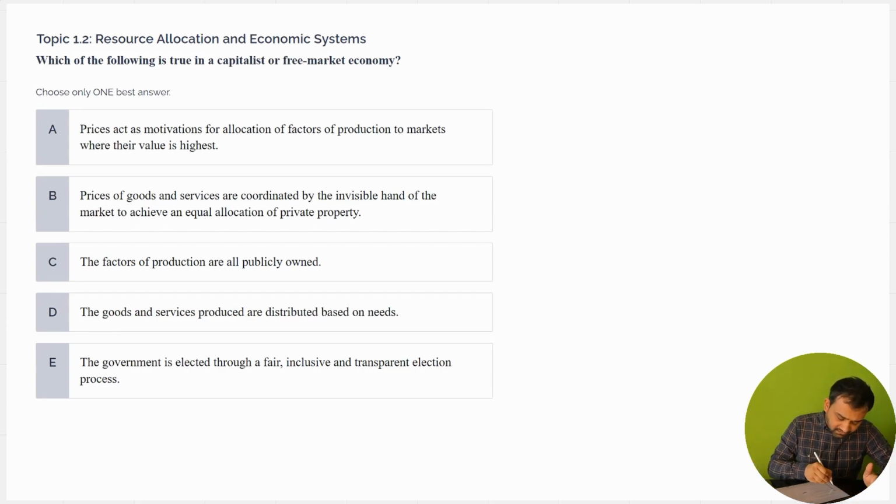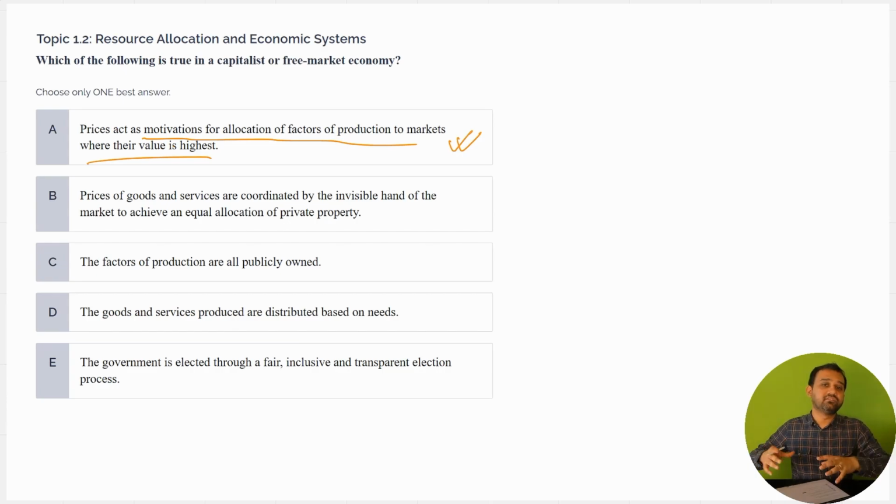And therefore, if you look at the options, A is the right answer because prices act as motivations for the allocation of factors of production to markets where their value is highest. So resources will flow where they're valued the most, which everyone can see because prices are visible. Now, you may think B might be an answer. Prices of goods and services are coordinated by the invisible hand. That is true in a free market economy. That is a correct statement.